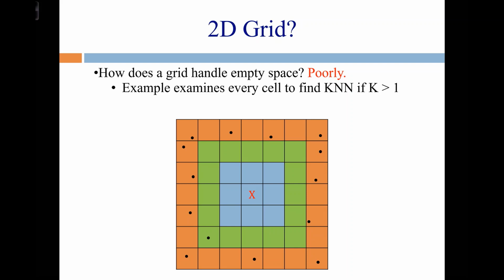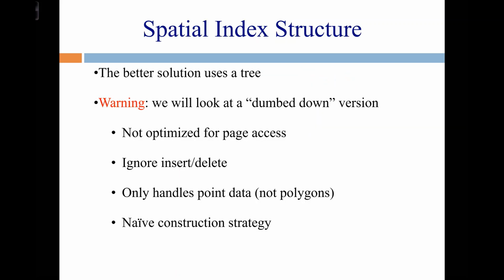So in this example, if k is greater than 1, I have to search the blue, then the green, then the orange, and all of the points in there I have to do a distance comparison with the x. So how does the grid handle empty space? Very poorly, and that's why they're not really used to solve this problem. So the better solution, big surprise, involves a tree.